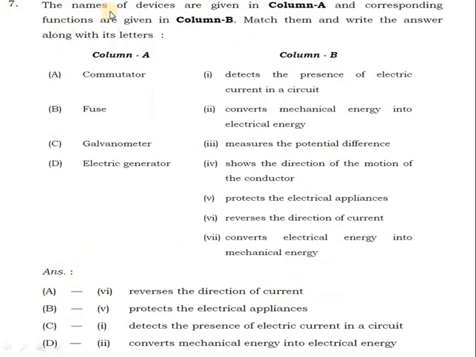So here the names of devices are given in column A and corresponding functions are given in column B. Match them and write the answer along with its letters. So 4 devices are commutator, fuse, galvanometer and electric generator. The options are: commutator is the device which reverses the direction of current. Fuse is the device which protects the electrical appliances. Galvanometer is used to detect the presence of electric current in a circuit. And electric generator, it converts mechanical energy into electrical energy.